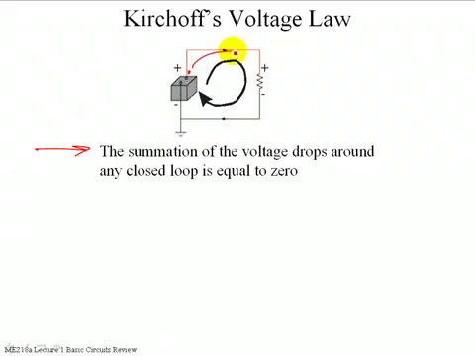If I start at this point in the circuit and go all the way around and come back to that point in the circuit, I should still be at whatever potential I was at when I started with. It shouldn't have gone up or gone down while I was working my way around. So the summation of all of those voltage drops has got to be equal to 0.